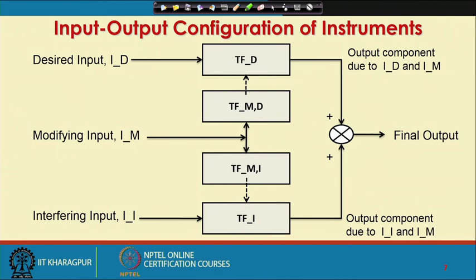Now, let us see the input output configuration of instruments. So, we have now learnt about desired input, modifying input and interfering input. We have also learnt about the transfer function of an instrument. There is a transfer function of an instrument, and the transfer function works on this input and gives you this output. So, this is a mathematical representation for the benefit of analysis.